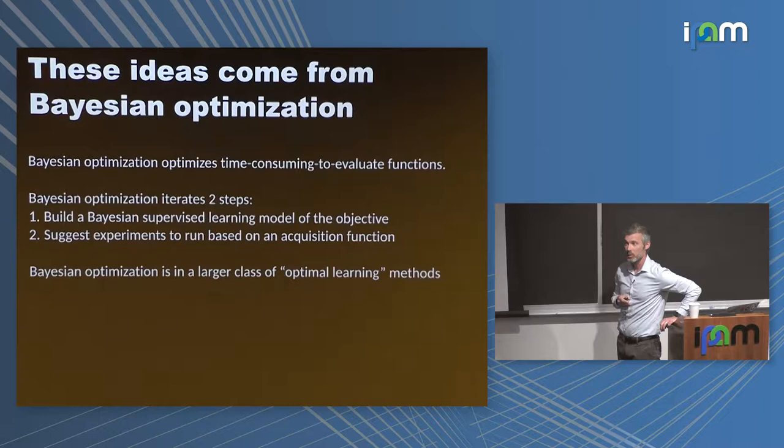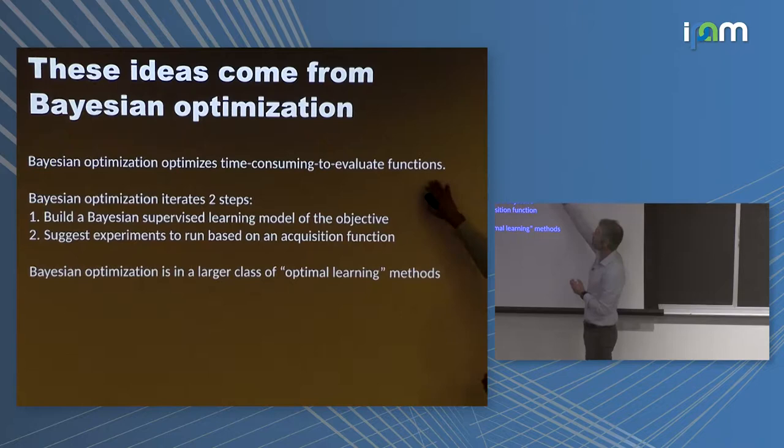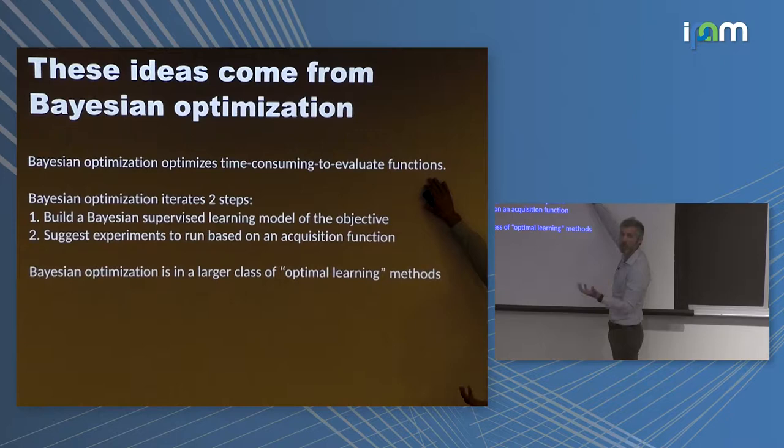But these ideas are very similar to something called Bayesian optimization, which dates back to the 1960s. It's a class of machine learning methods designed to optimize time-consuming to evaluate functions, originally for designing PDE-based models of engineering systems.